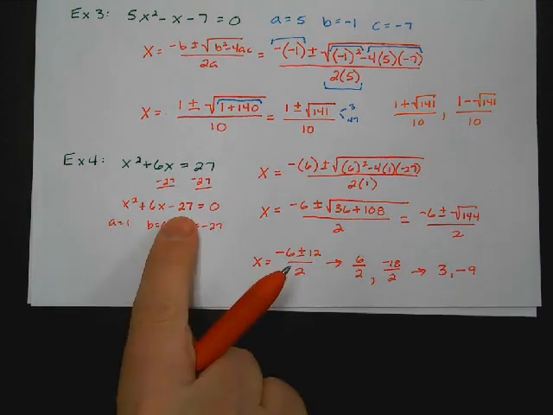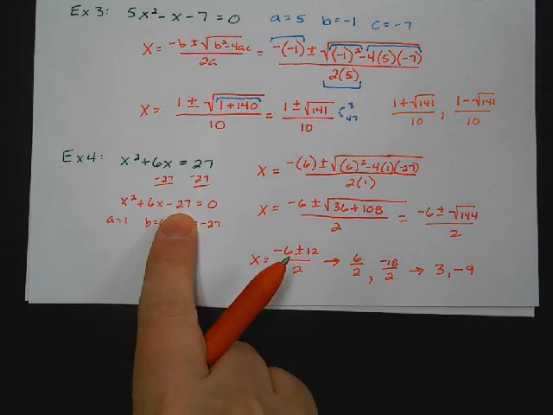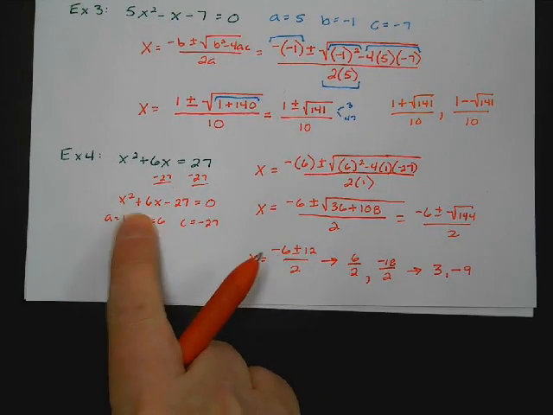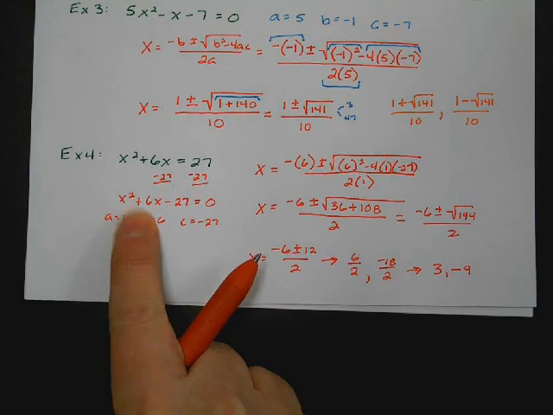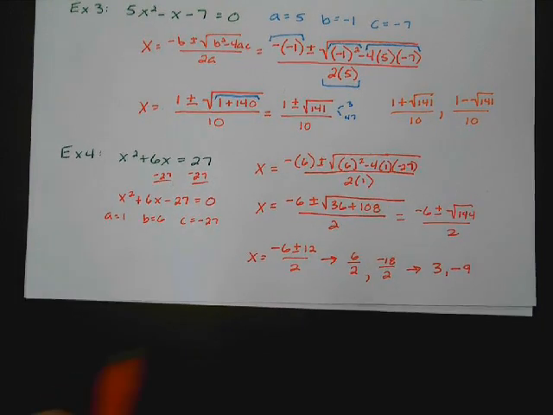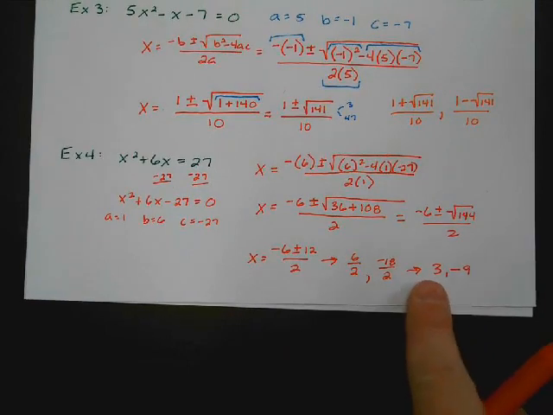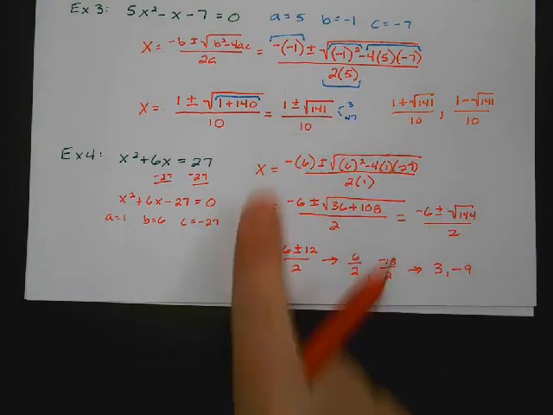And if you noticed over here, you could have factored this one. What multiplies to give you negative 27 but adds to give you 6? Positive 9 and negative 3. So x plus 9 and x minus 3, set those equal to 0. Remember from the last unit? You could have factored this one and not gone through all this work.